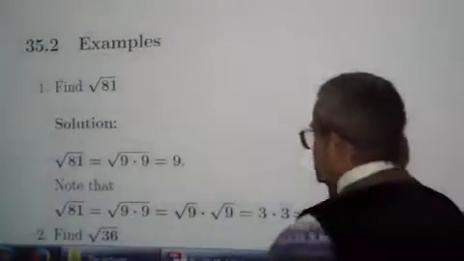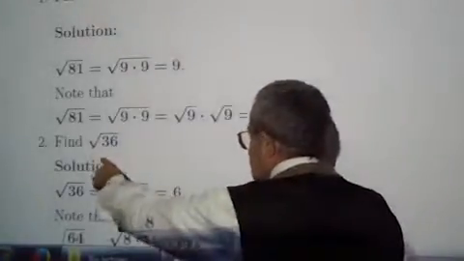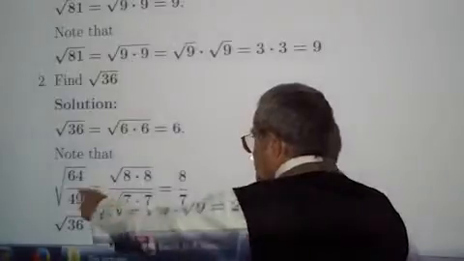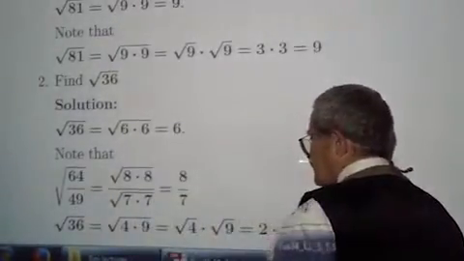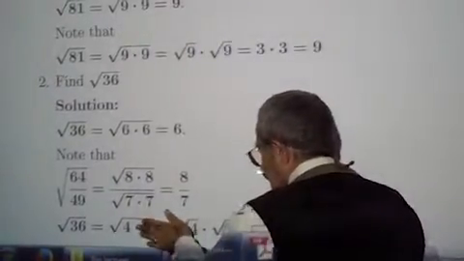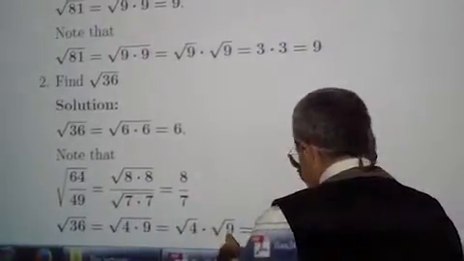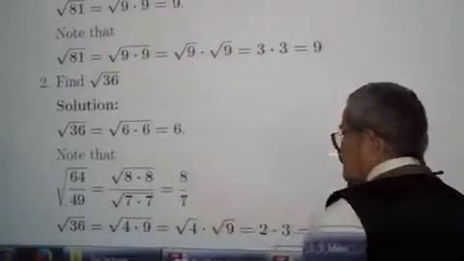So 81 is 9 times 9, comes out as 9. 36 is 6 times 6, comes out as 6. 64 over 49, the square root comes out as 8 over 7. And the square root of 4 times 9 is the square root of 4 by itself times the square root of 9 by itself, because it's 2 times 3, and 2 times 3 is also 6, like we had 6 up here.